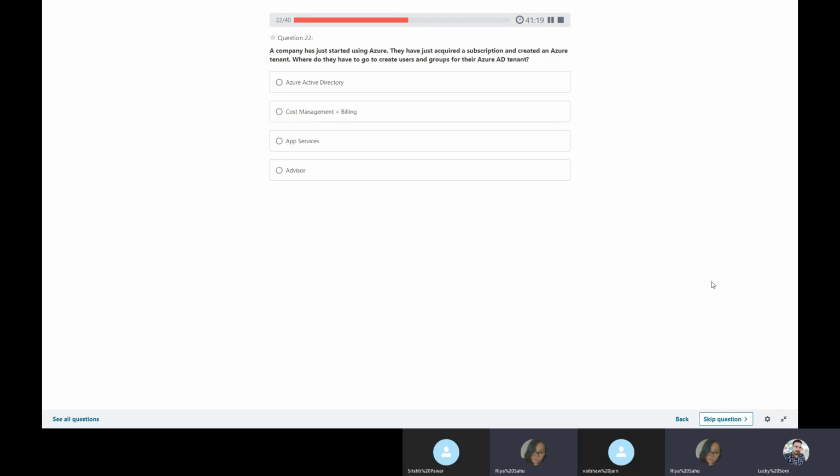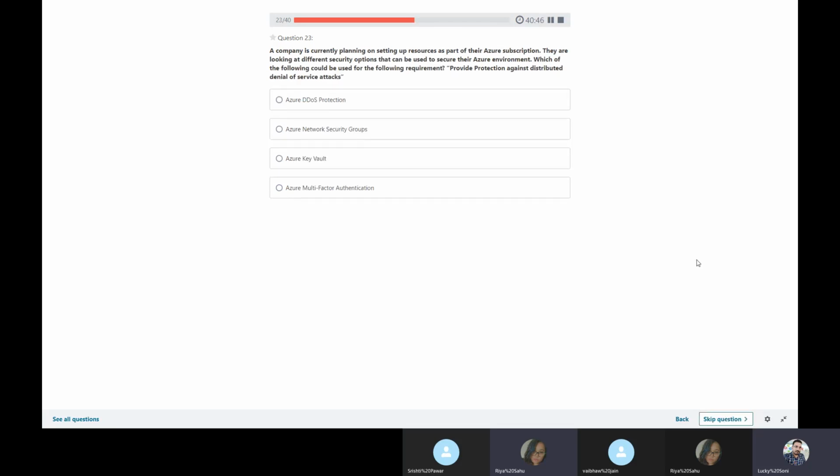A company has just started using Azure. They have just acquired a subscription and created an Azure tenant. Where do they have to go to create users and groups for their Azure AD tenant? Azure Active Directory. Azure Active Directory only. Yeah, the company has just started using Azure. They have acquired the subscription and created an Azure tenant. So where do they have to go to create users and groups for their Azure Active Directory tenant? Yeah, that is Azure Active Directory. Question number 23, please.